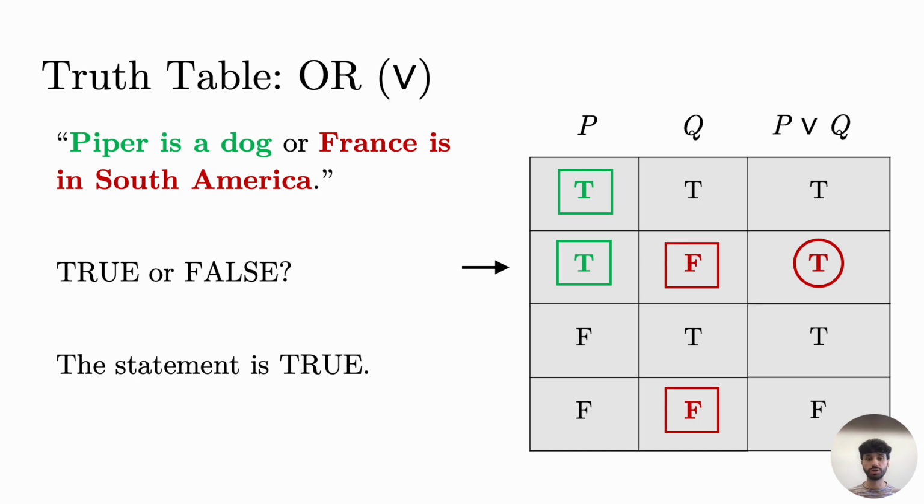For a conjunction to be true, all the elements of the conjunction have to be true. So all the conjuncts must be true. For a disjunction, for the OR operator, only one of the elements, one of the disjuncts, needs to be true for the whole complex statement to be true.